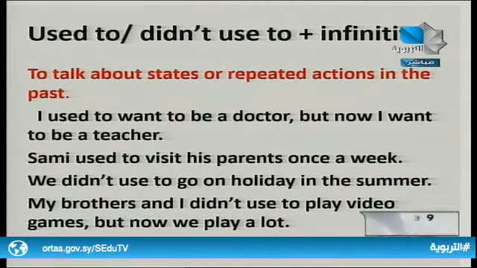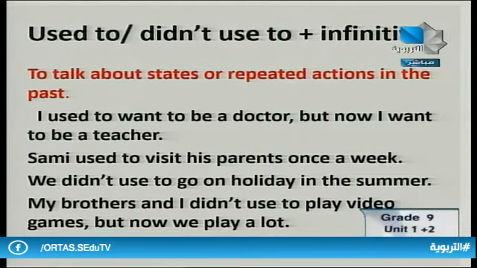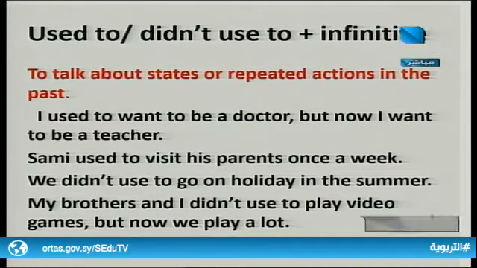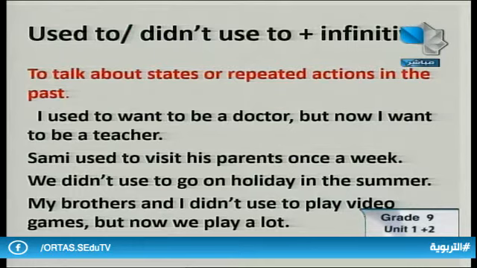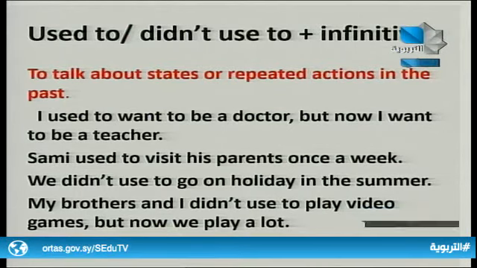Of course, when we were little children, maybe we didn't have video games, so we didn't have the habit. It means that we did not have it then. But now the situation is different, we play a lot, for example. The situation is different between now and the past.